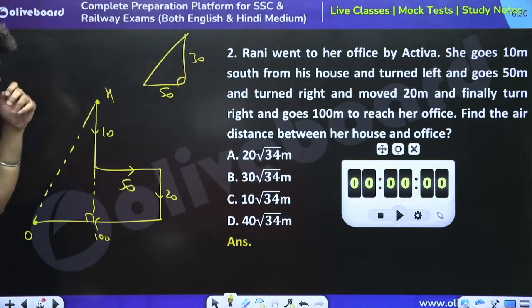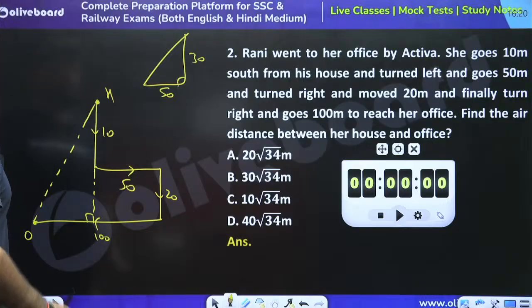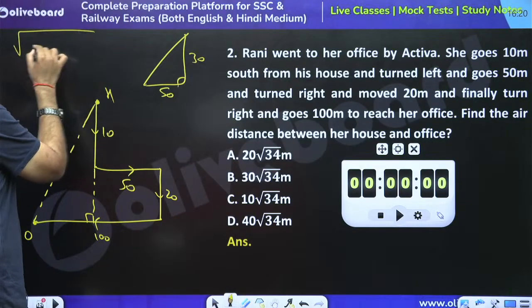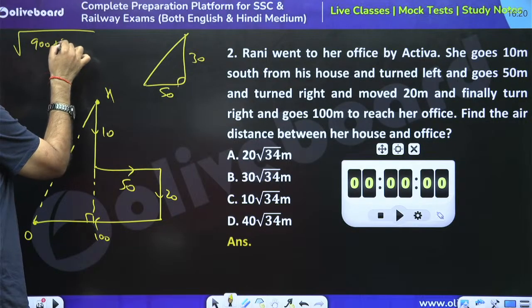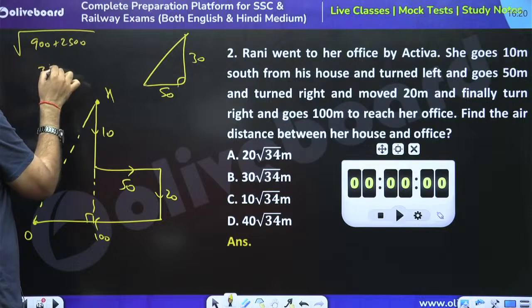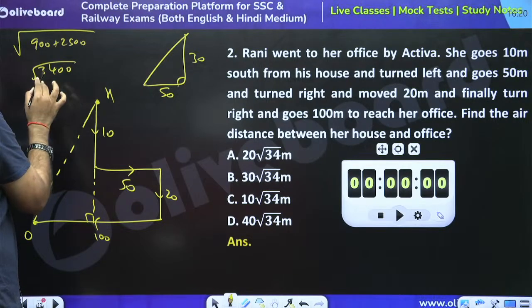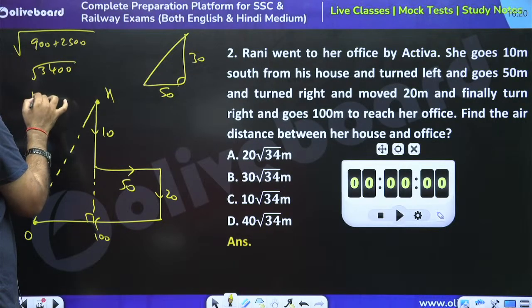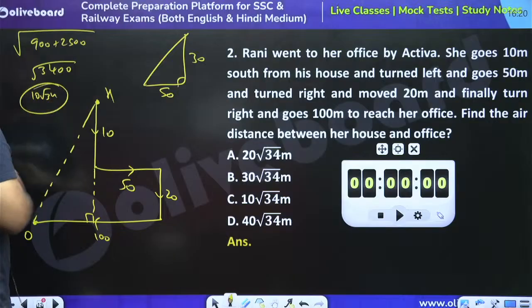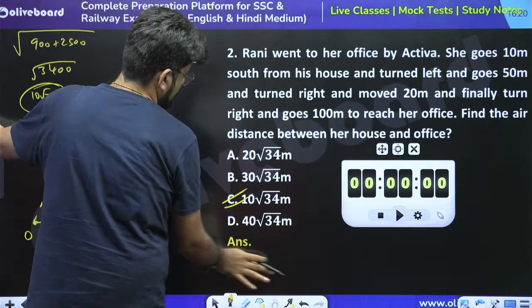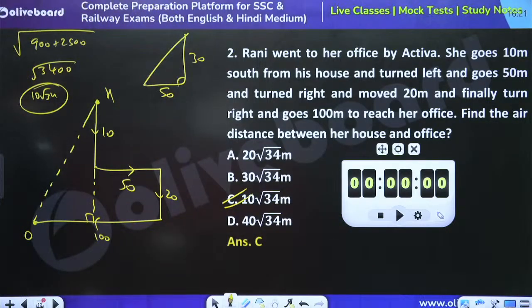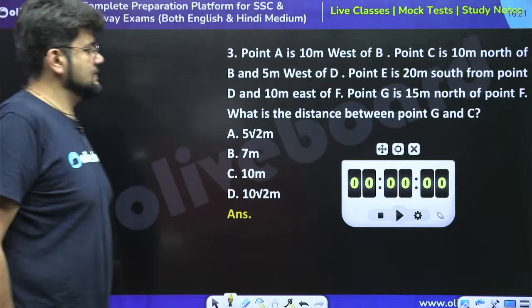Okay. So now you'll have to find this out. So how will you find this out? By Pythagoras theorem. So 30 square plus 50 square. That's 3400 square root. So that's 100 root will come out 10. 10 root 34. That's it. So the answer is option C. Clear? Next.